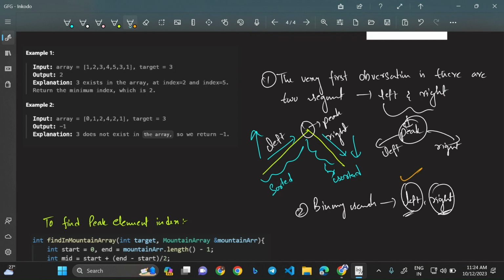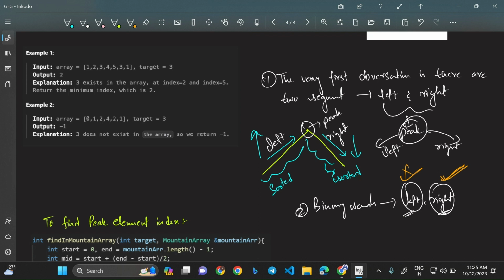What if that's not in the left? We'll be returning right. So left will be returned if it's present in both left and right, and also if it's only in left. Even if it's present in both, we'll return the left because left is the minimum. And if we do not find it in left, only in right, then we return right. And if we do not find it in both, then we'll be returning -1.